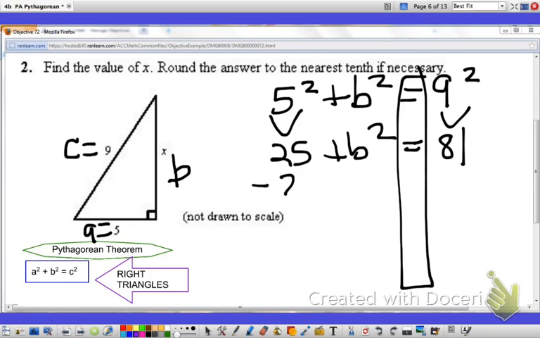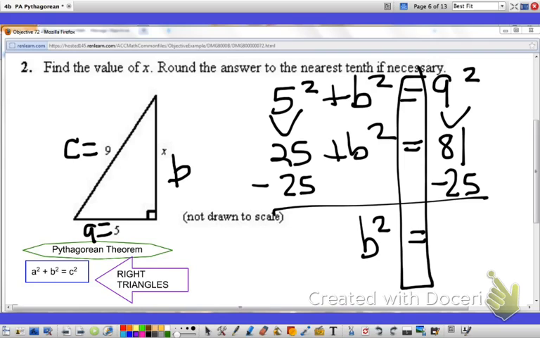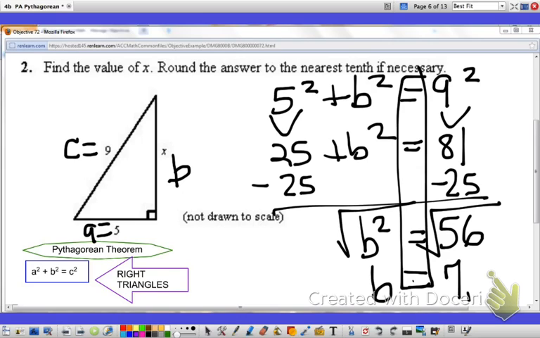We need to undo the 25 by subtracting from both sides. That way we're getting B squared by itself. And 81 minus 25 is 56. And then we square root because we want B by itself. And the opposite of squaring is square rooting. And the square root of 56, rounded to the nearest tenth, is 7.5.